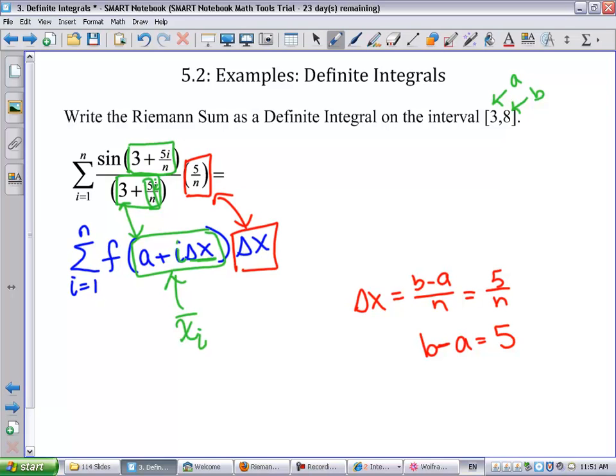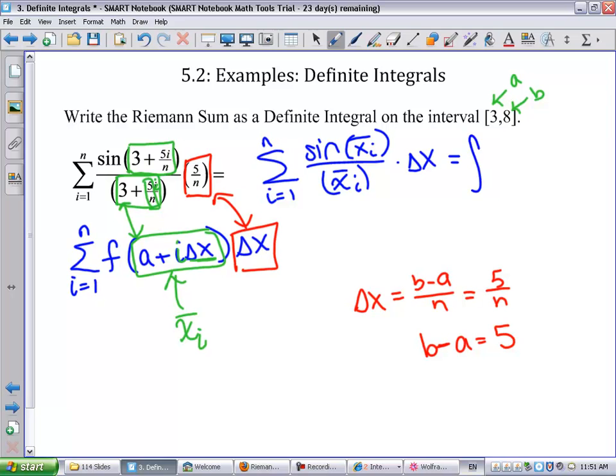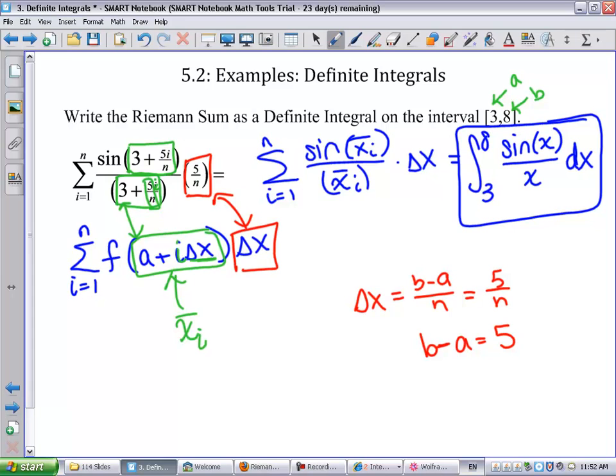So we can first simplify this sum into saying that it's the sum i goes from 1 to n of sine of xi bar over xi bar times delta x. But now it's pretty easy to turn that into an integral, because the integral matches up with the sum sign. You always say going from a to b, so going from 3 to 8. What's the function? Well, the function is sine of x divided by x. We replace all the xi bars with just plain x. And then the delta x becomes the dx. So this is how you write it in integral notation.